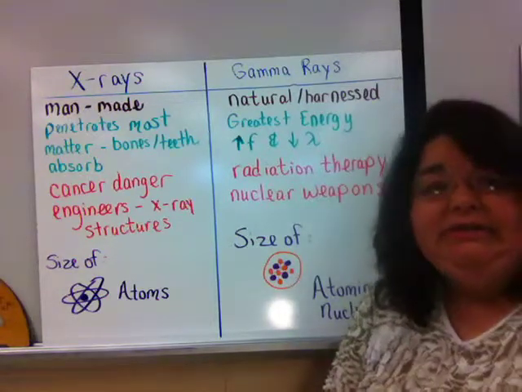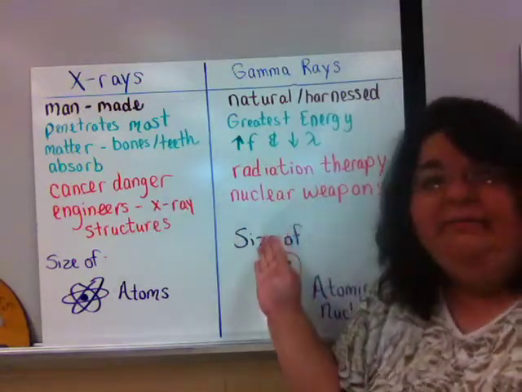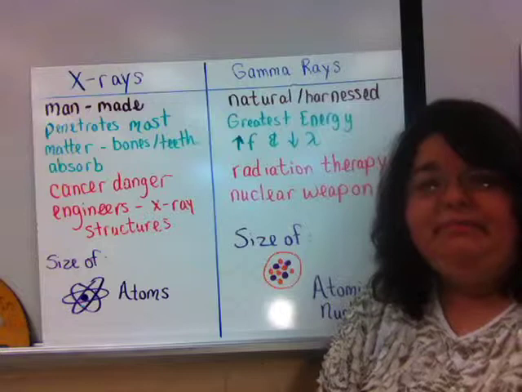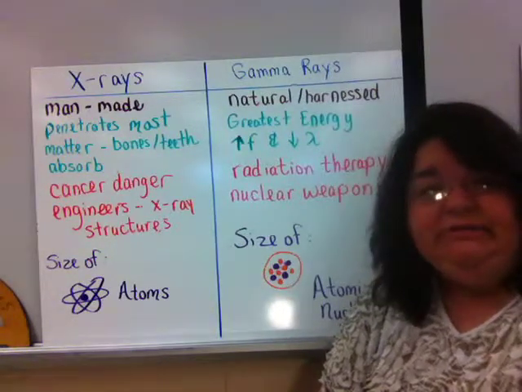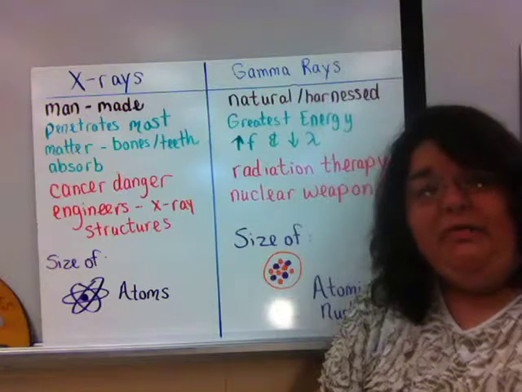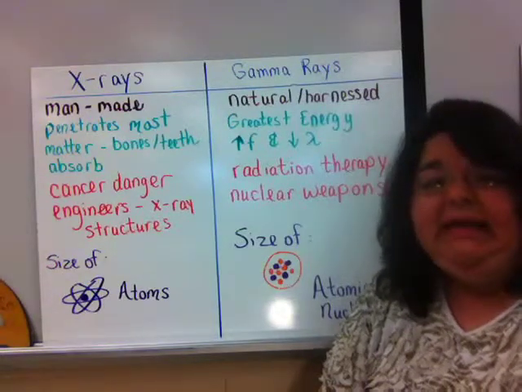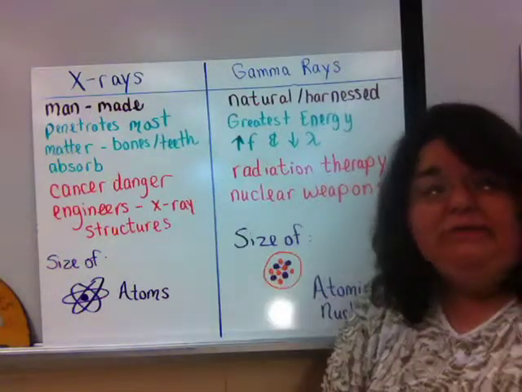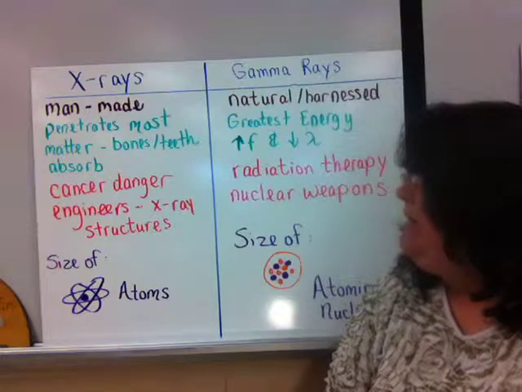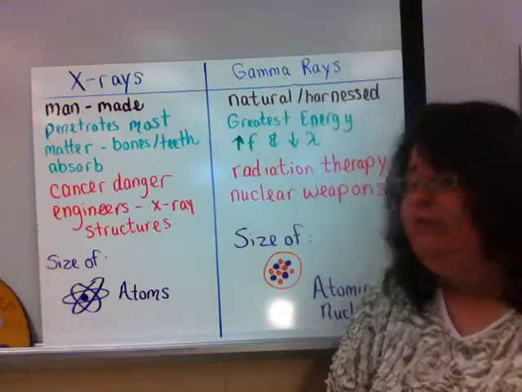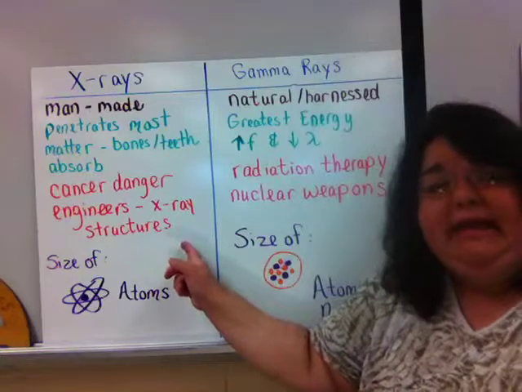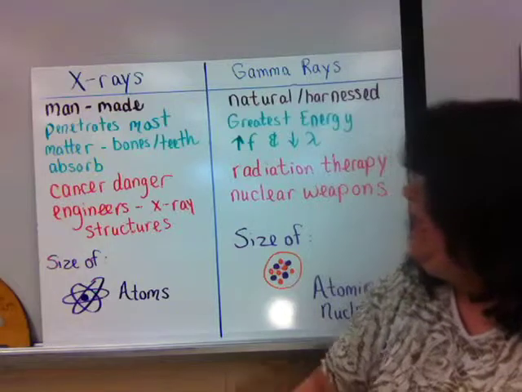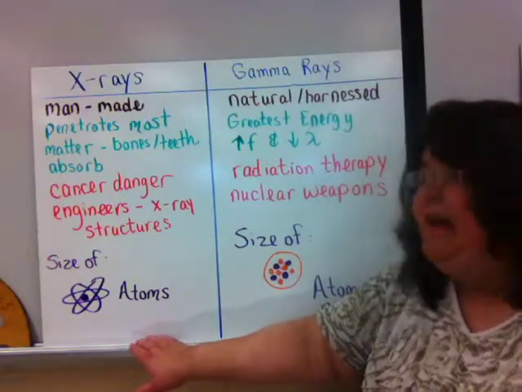That brings us to our last two divisions, X-rays and gamma rays. X-rays are man-made and they penetrate most matter. In fact, that's what we use them to do. They are absorbed by bones and teeth, and so we are able to actually see our skeleton. We have to be careful about being exposed to too much X-ray because we could produce cancer in our bodies. Engineers will take X-rays of buildings to see if there are hidden cracks in the structure. X-rays are about the size of atoms.